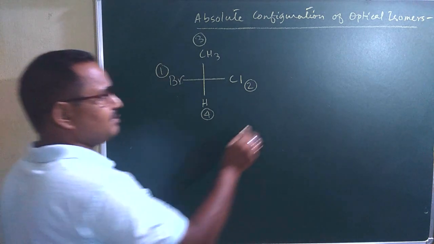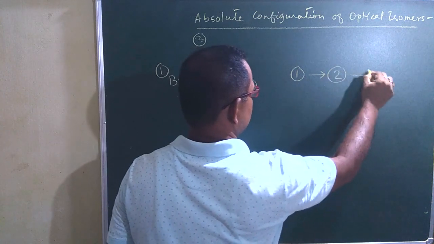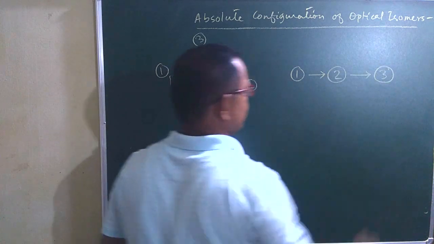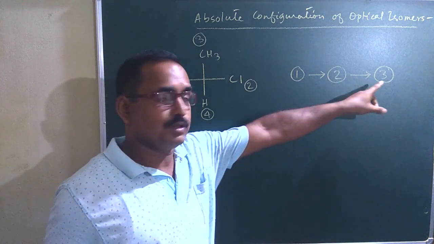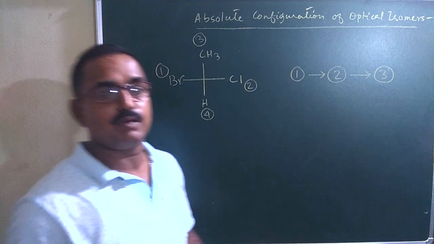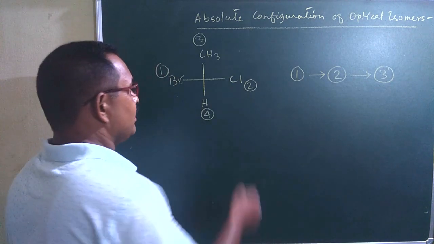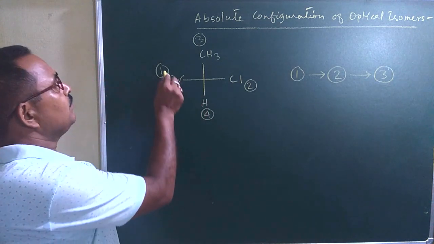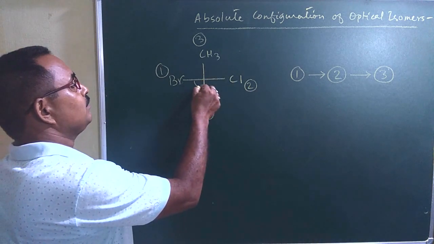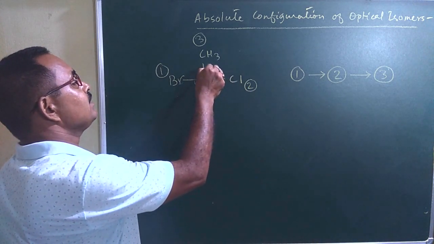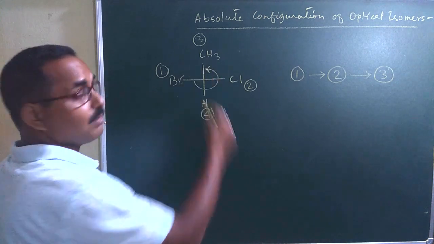we are to observe the rotational sequence. This one, 1 to 2, 2 to 3. 1 to 2, 2 to 3, this rotational sequence we will observe, okay? Look at this: from 1 to 2, which way do we have to go? From 1 to 2, 2 to 3, the rotational sequence is anti-clockwise.